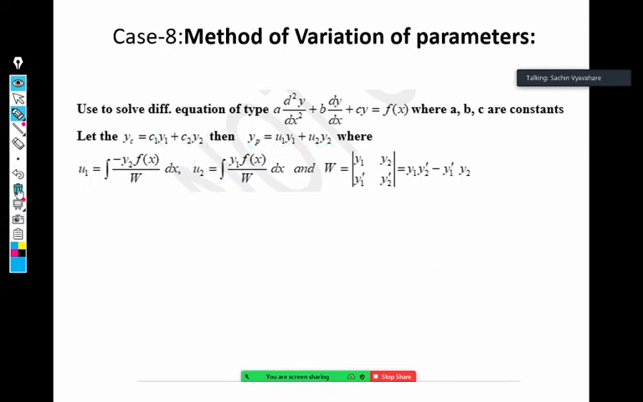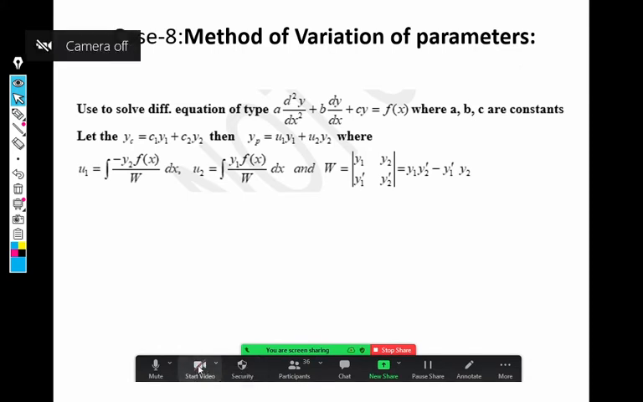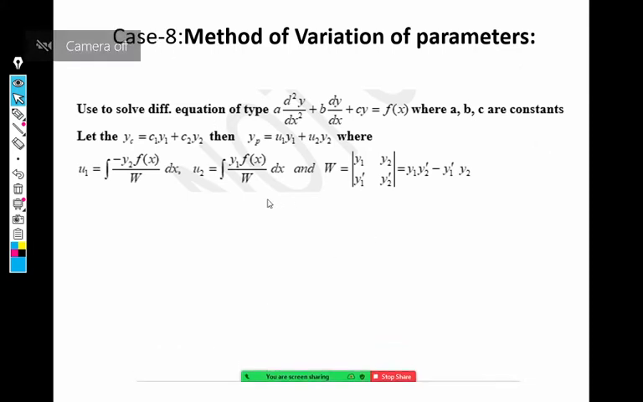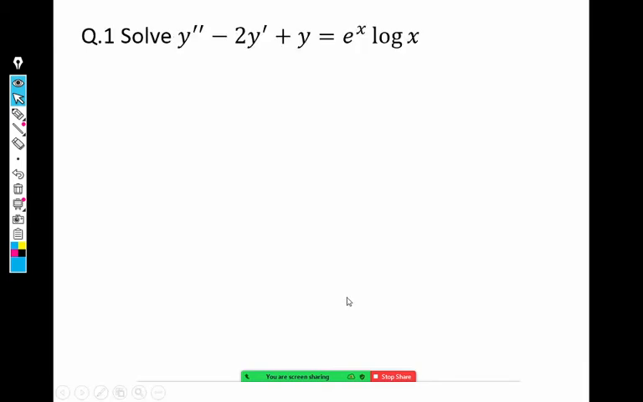Is there any doubt here? No doubts? Yes. Okay, so let me see the numerical then.